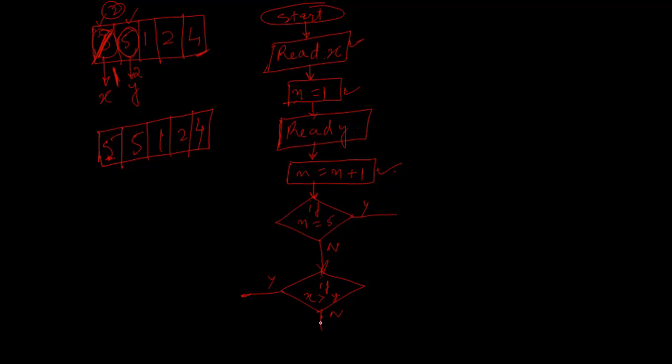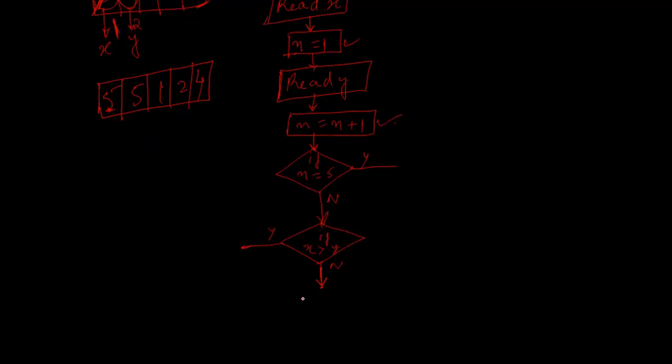So if it is no, I have to replace this x with this 5, because x is not greater than 5. It was 3 only. So I am supposed to replace it with this 5. I will write x is equal to y. Whatever the value of y will be, which is greater than x, I will assign it to x. Then I will read the next number.